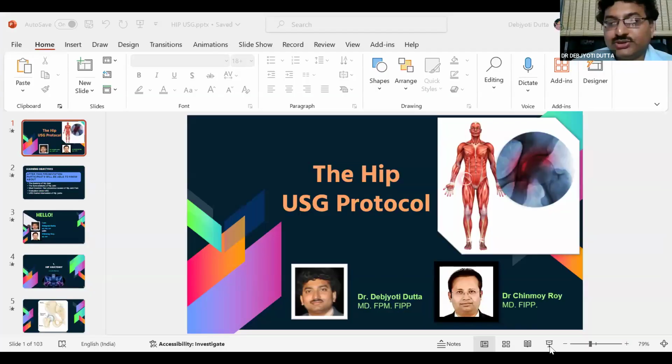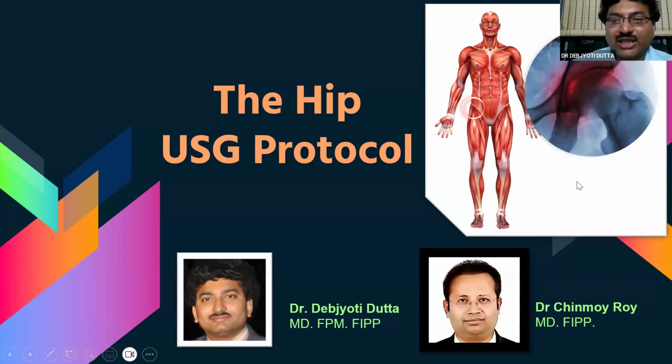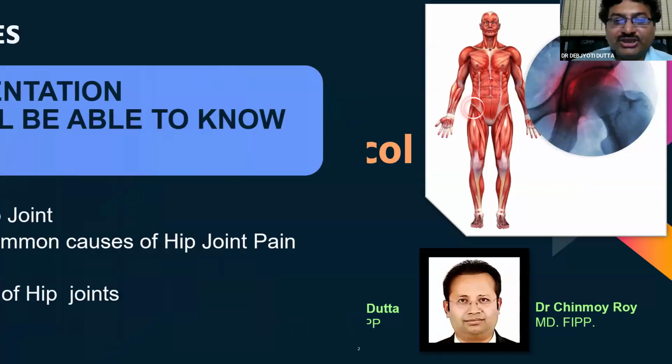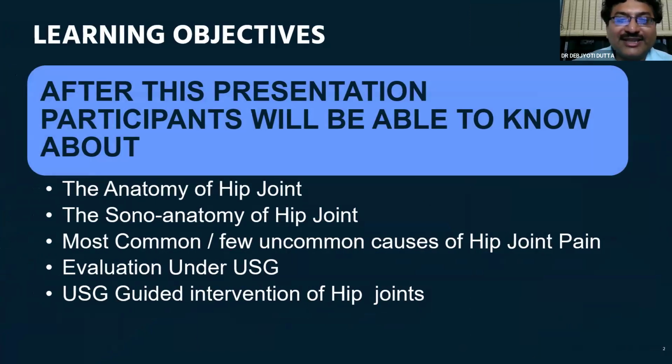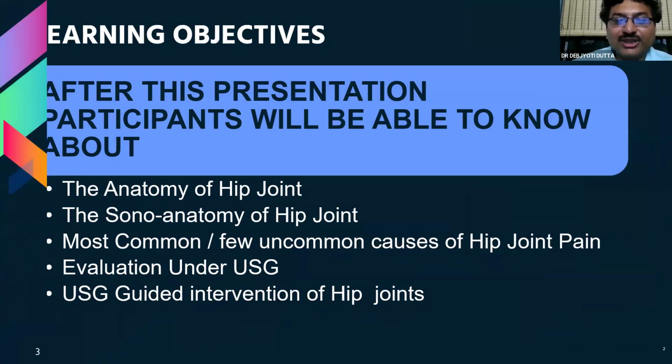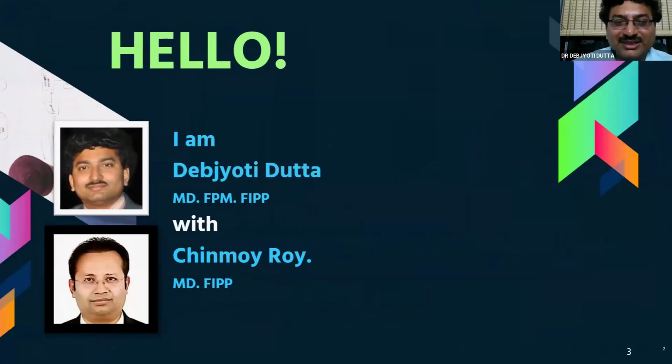So this portion I'll be going first because the anatomy portion I have already covered. So just today we'll be covering the anatomy, which I have already covered with the 3D anatomy. Then we'll be discussing the sono anatomy, and then we'll be discussing the most common and a few uncommon causes of hip pain, evaluation under ultrasound, and ultrasound guided interventions we'll be discussing a little today.